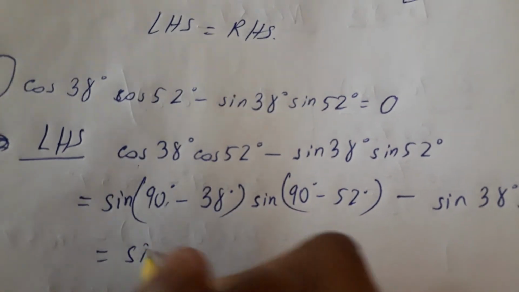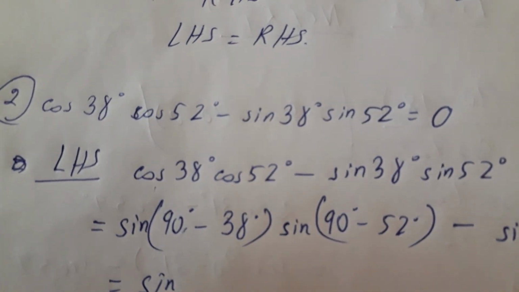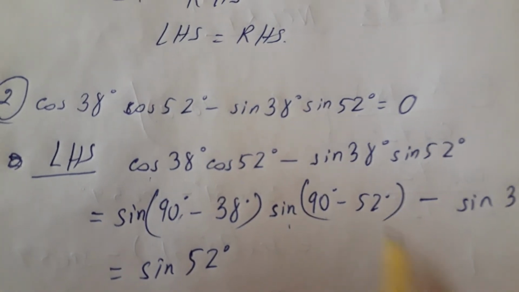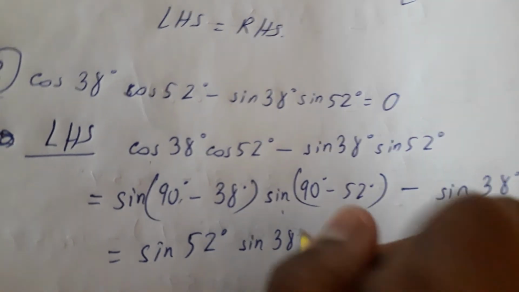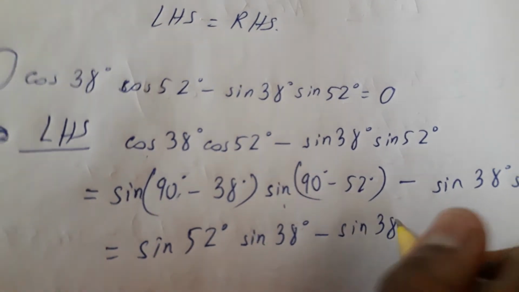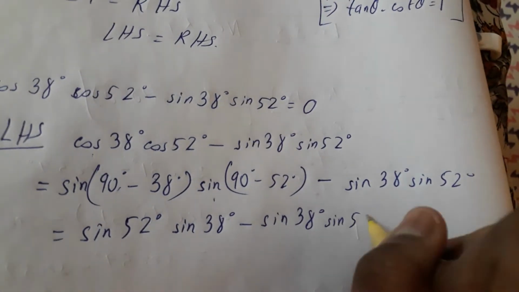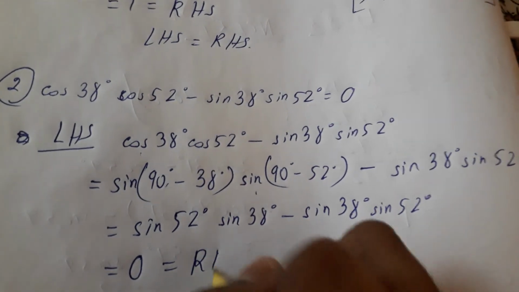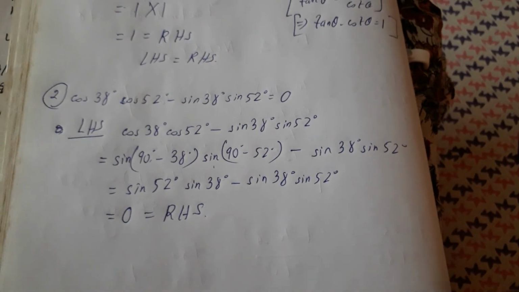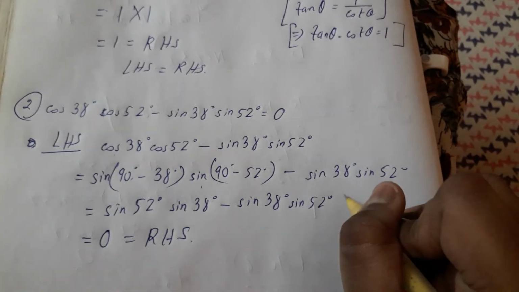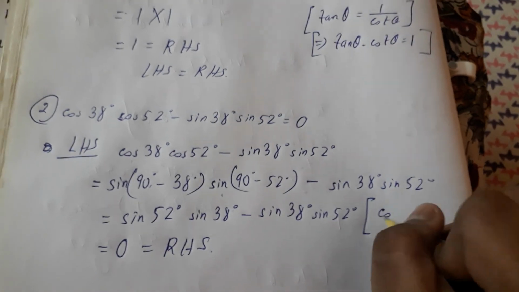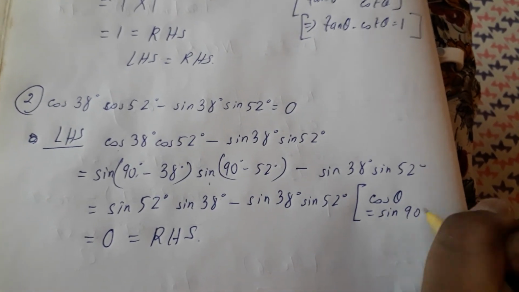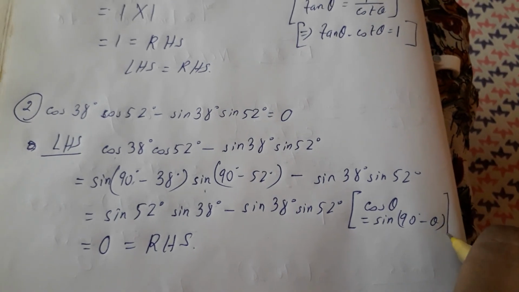Now see, sin 90 degree minus 38 degree is equals to sin 52 degree. Okay, sin 52 degree into sin 90 minus 52 means sin 38 degree, minus sin 38 degree into sin 52 degree. So plus minus will be cancelled out and the answer will be 0, that is given in your right hand side. So LHS is equals to RHS. Okay, and always you have to write the reason, that is cos theta is equals to sin 90 degree minus theta. Always you have to write the reason, otherwise you will not get marks. Now see the third one.